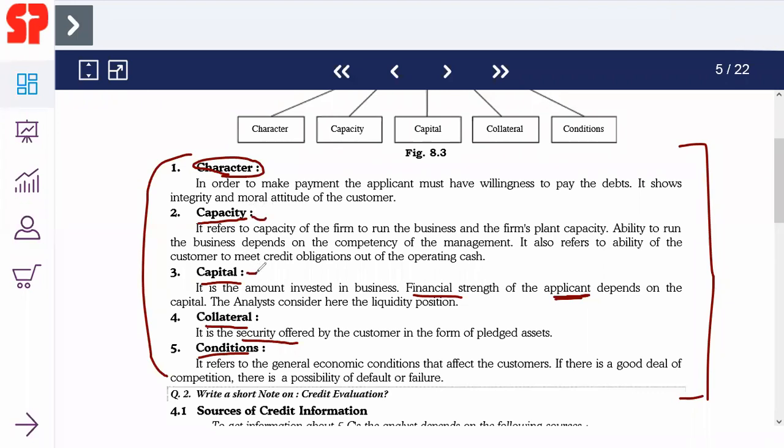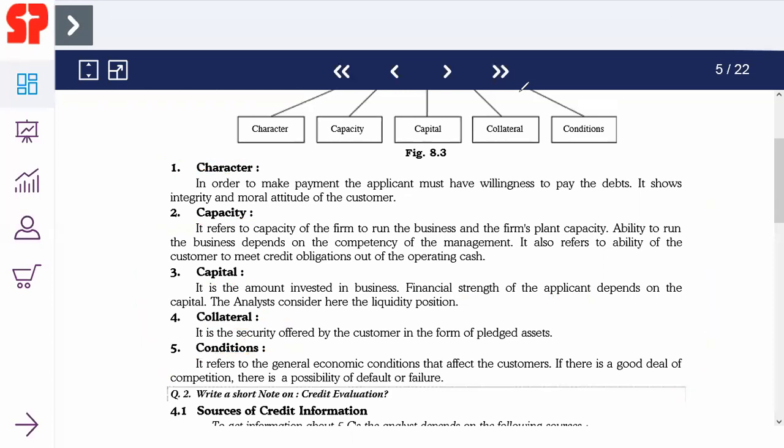Capacity and capital you can come to know by reading the financial statements of the customer, etc. Whether his capacity is there or not, whether he's having the financial strength. And collateral, you can recommend the customer to keep some security before sanctioning credit. And you can put some condition or agreement before making the deal. Okay, so this much everybody comfortable? Any confusion?